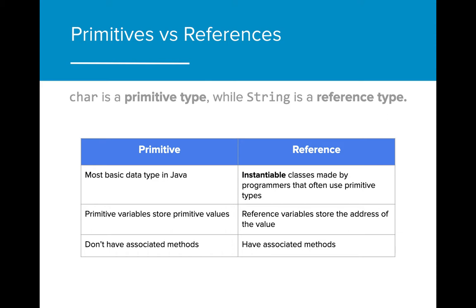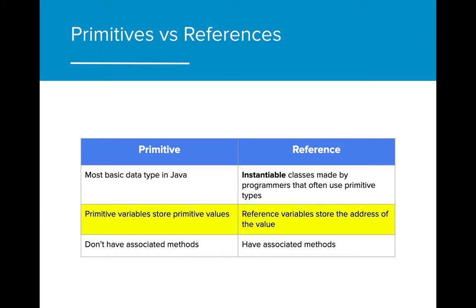The table displayed here contains a lot of information that we have yet to cover, but will make a lot more sense in coming lessons. For now, the only thing you really need to know is that primitive and reference types store information differently.